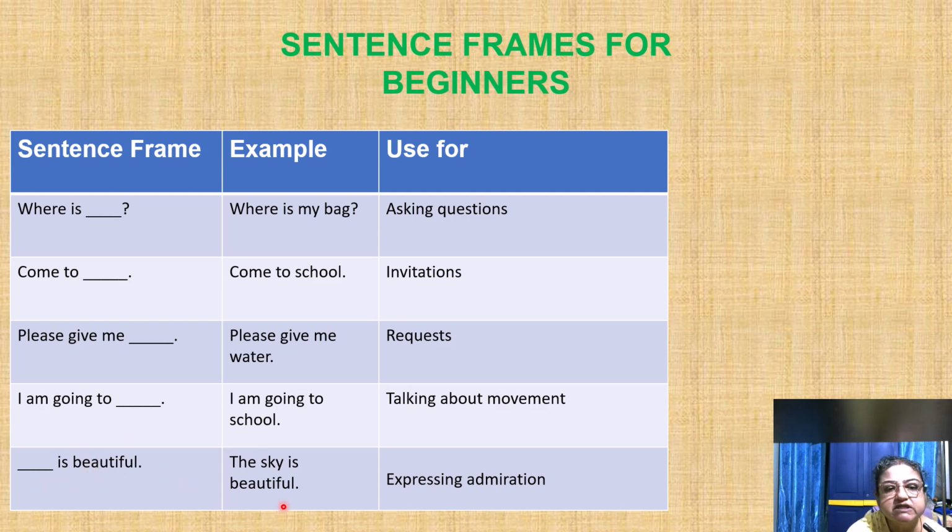The sky is beautiful, expressing admiration. When you see something which is very nice, that means you admire that thing, that scenery and that view, whatever may be, or any picture. So the picture is beautiful, you can say also. The sky is beautiful, the mountain is beautiful, the flower is beautiful. So in this way you can express your admiration, that you like whatever you have seen at that point of time. So you frame in this way as many as you can.